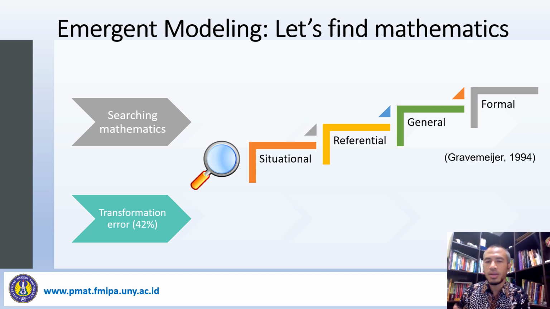The third level is general. In the general level, students already eliminate the context of the problems. They already think about the mathematics. But it's not at the highest level yet, because the highest level of the modeling is the formal level, which is the abstract concept of mathematics.